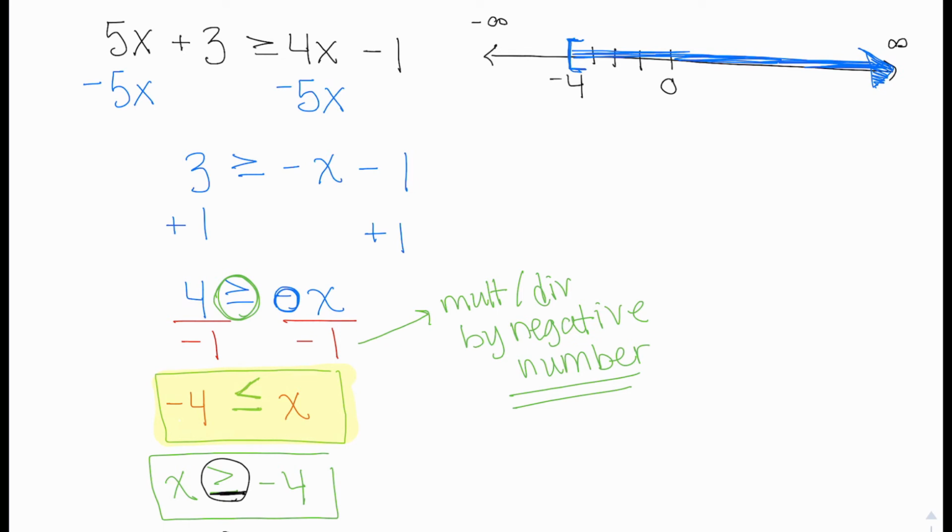Then I can also write the solution in interval notation. So the leftmost value is, in this case, a -4, comma, and the rightmost value, in this case, happens to be infinity. The bracket stays on the -4. For either infinity or negative infinity, it's always a parenthesis. So for this problem, I have 3 representations for the solution for the original inequality.